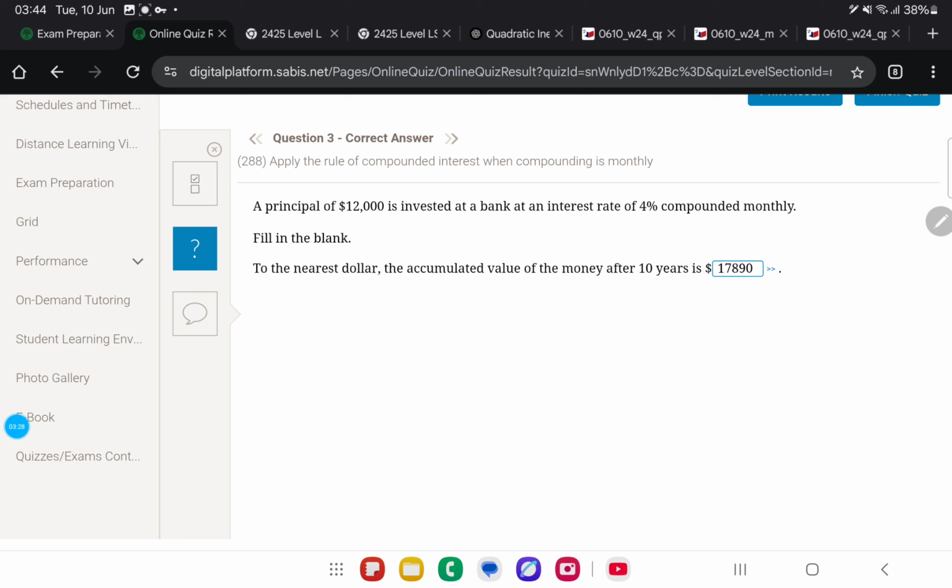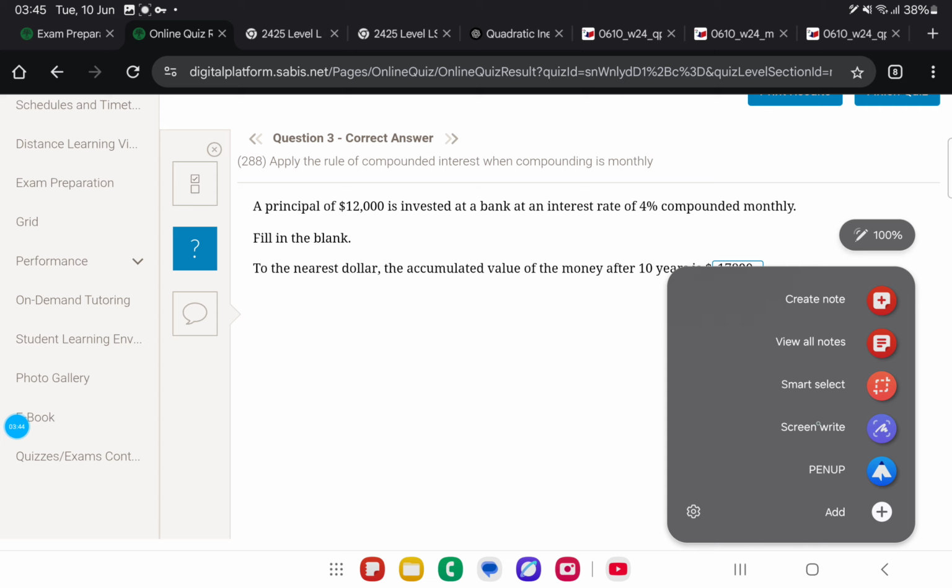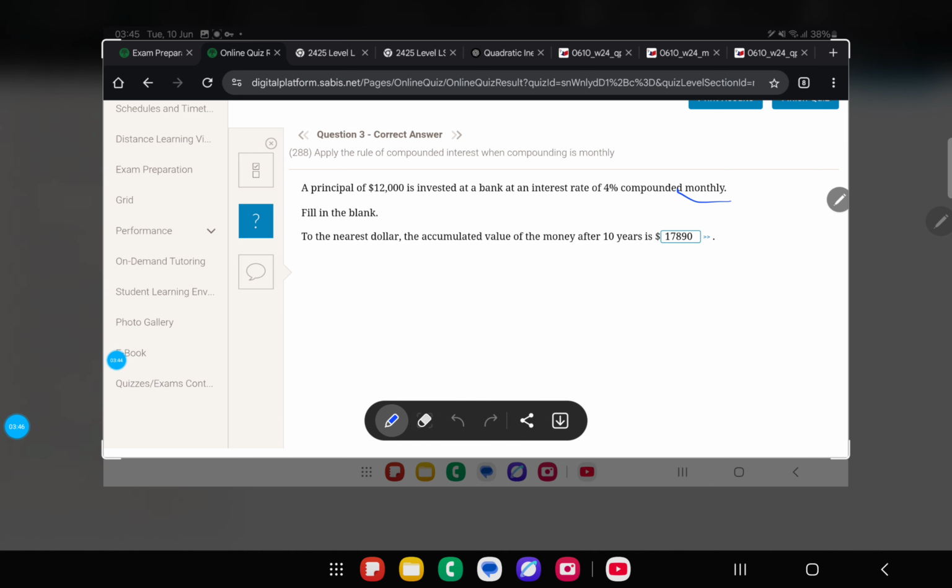Okay, now for question 3. A principal of $12,000 is invested at a bank at an interest rate of 4% compounded monthly. Fill in the blank. To the nearest dollar, the accumulated value of the money after 10 years is what? Okay, so keyword here is monthly, not annually. So the rule is going to change.